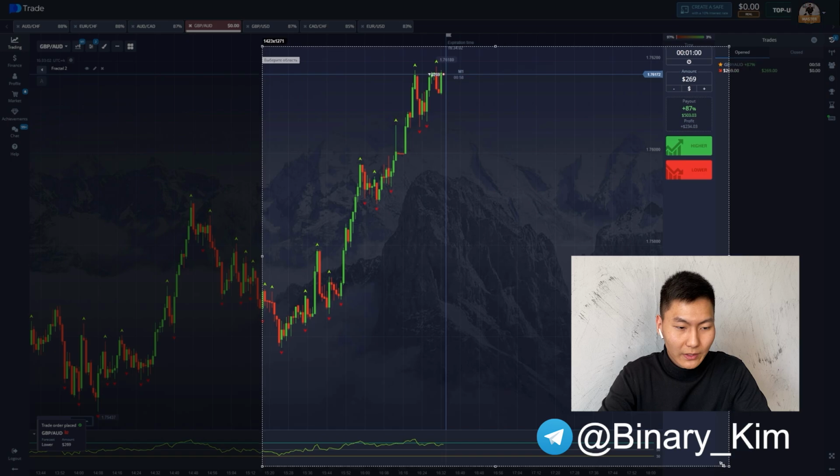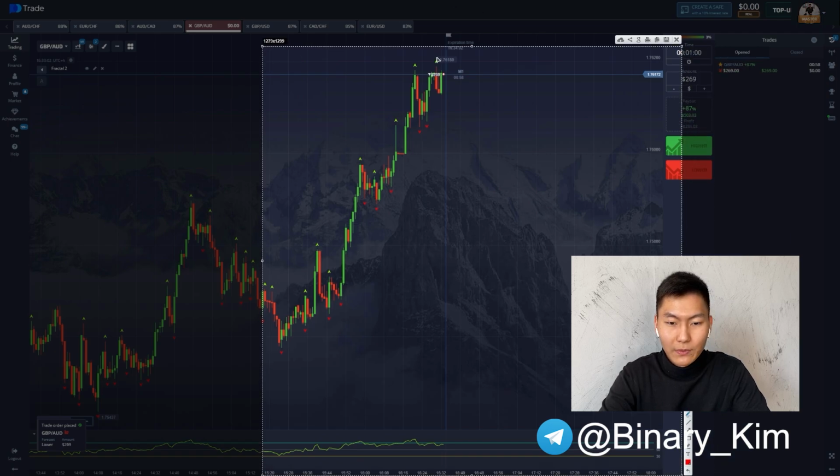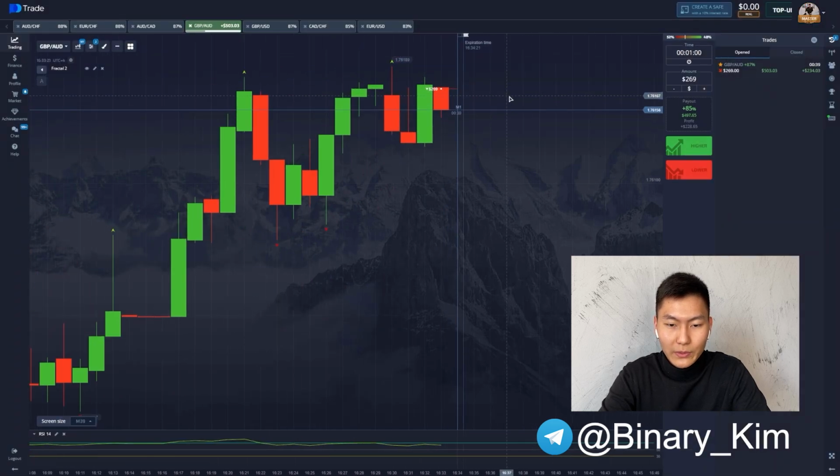$269. Short position. First of all, we take a look at the fractal and point out that the local high was updated, which indicates that the price is gonna go down. Correction is about to happen. So let's watch the price movement.